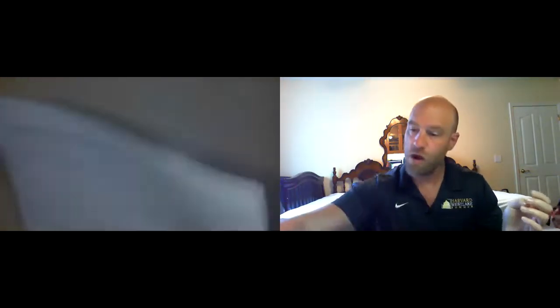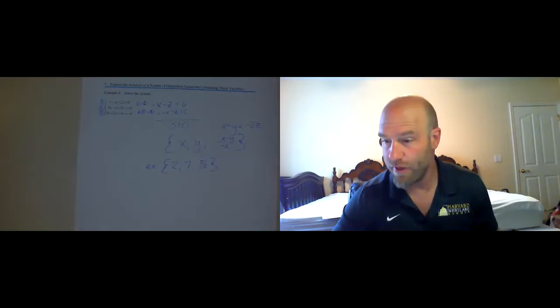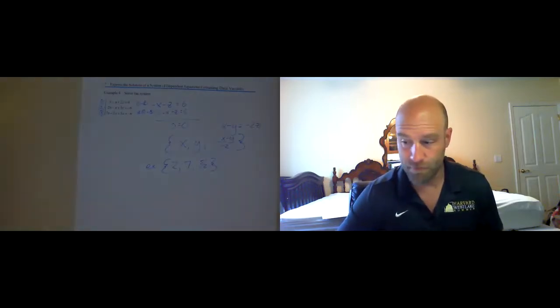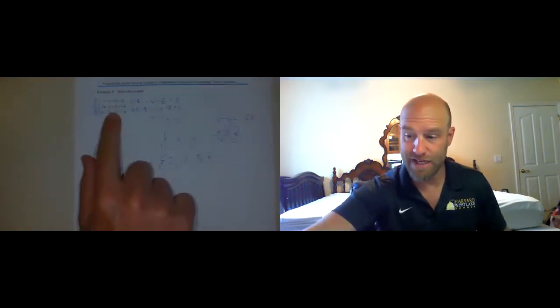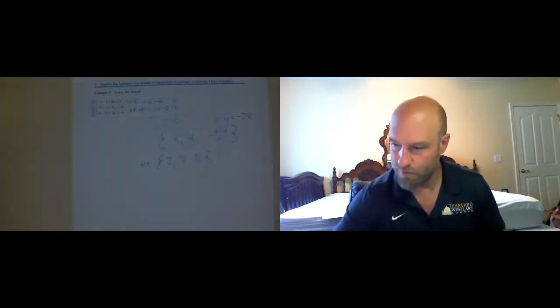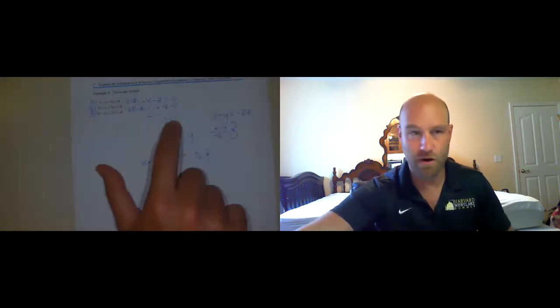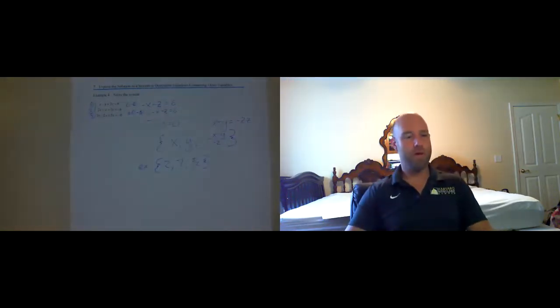Finally, short video today. Finally, again, they say express the solution of a system of dependent equations containing 3 variables. So again, I pretended like I didn't see that. I went about my work and I ended up with 0 equals 0. When does 0 equal 0? Always. For any value of x, 0 equals 0.